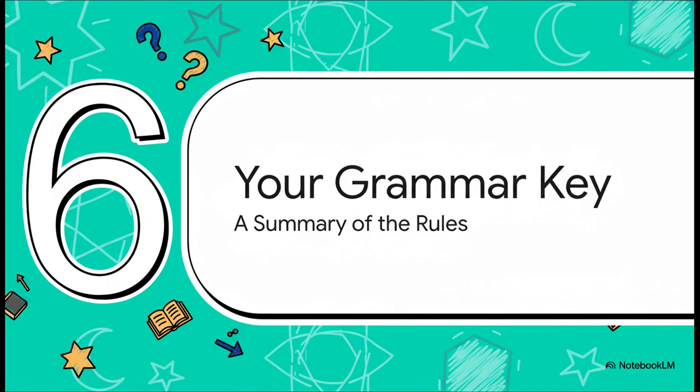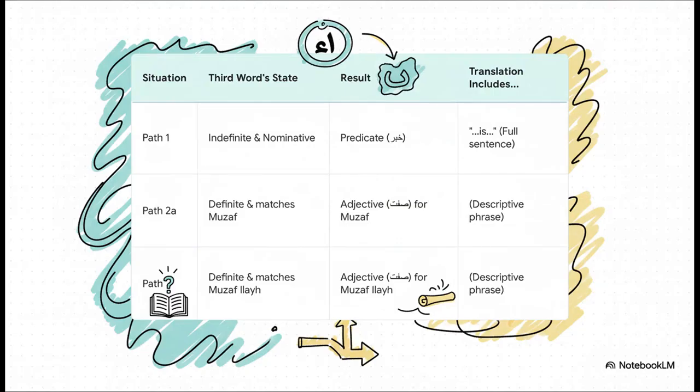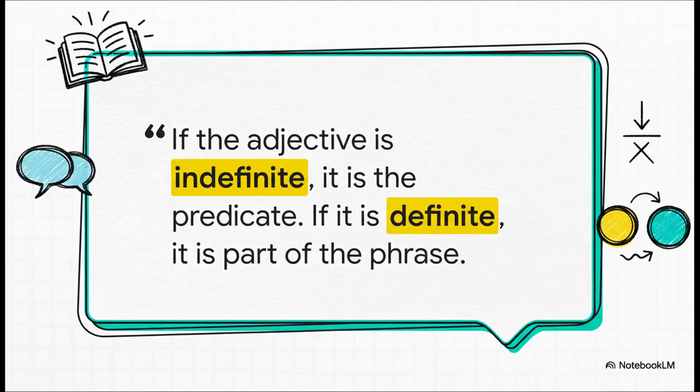Now let's put it all together into one simple guide, your own master key that you can pull out anytime you see the structure. This table right here, this is your ultimate cheat sheet. Is that third word indefinite? Great, it's the predicate and you've got a full sentence. Is it definite? Then you know it's an adjective. Just use that 4-point check to see which noun it's describing and you know exactly what the phrase means. And really, this one sentence just sums it all up perfectly. If it's indefinite, it's a predicate making a sentence. If it's definite, it's just part of the original phrase, making it more descriptive. It's as simple as that.